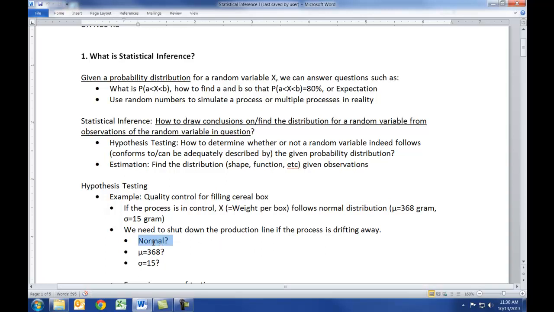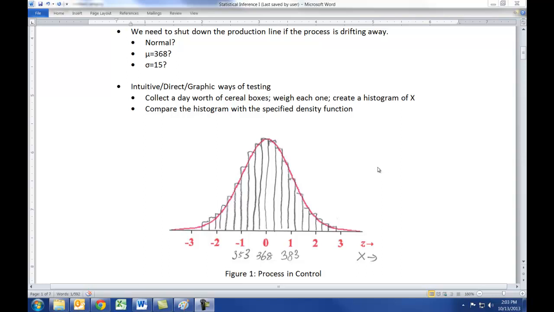Number one is we need to check whether or not the distribution indeed follows a normal distribution. The second thing we need to look at is whether the mean, which is 368 grams, stays as specified. Similarly, we need to look at the standard deviation to see whether or not it is indeed equal to 15. So how can we go about doing such a test? Let's look first at the way of testing by a graphic comparison.